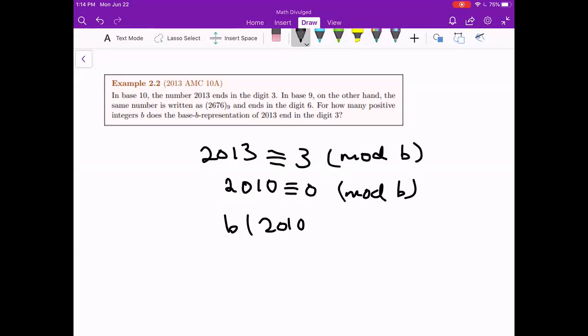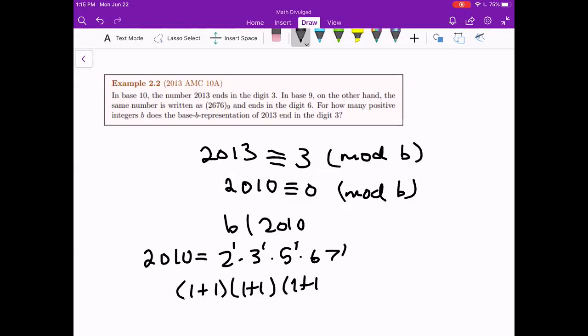And since we're asked how many positive integers b make this possible, we just want the number of factors of 2010. So if we go back two lessons, I think, to the primes and factors, we know that the number of factors a number has depends on its prime factorization. So let's prime factorize 2010. 2010 is equal to 2 times 3 times 5 times 67. And since each of these exponents is 1, according to the formula, that means 2010 has exactly (1 plus 1) times (1 plus 1) times (1 plus 1) times (1 plus 1), equal to 16 distinct factors. And that would be our answer.